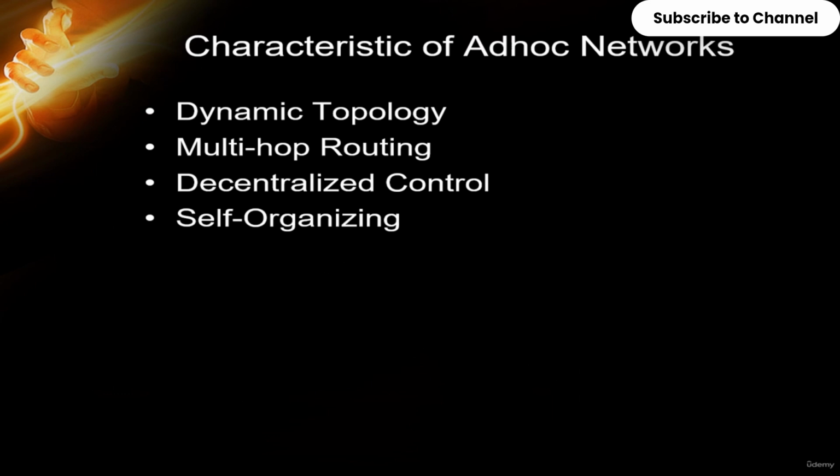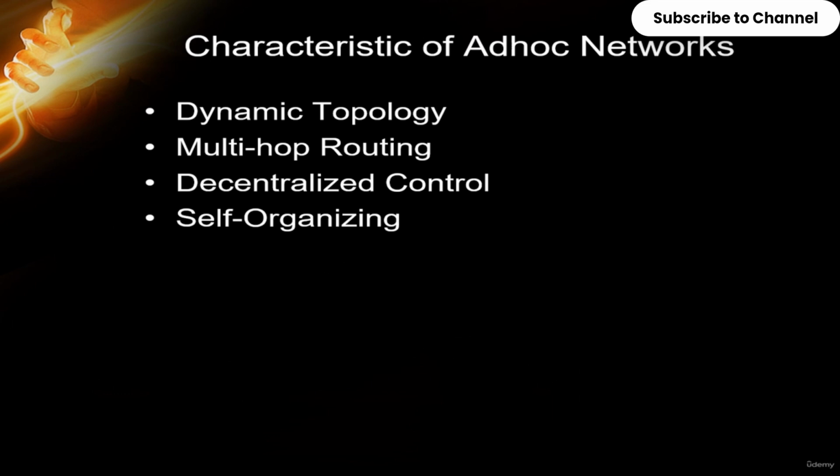And next is decentralized control. Since there is no router available in the network, the mobile nodes in the communication don't need to get any permission from any router. So there is no central control; it is decentralized control.